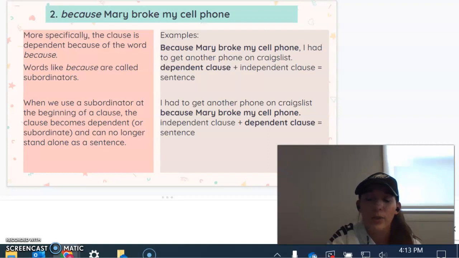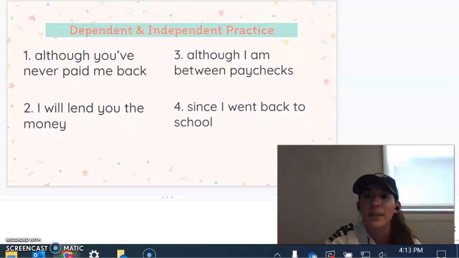It doesn't matter if you flip it around, you're still going to have your independent and dependent. So if we did, I had to get another phone on Craigslist because Mary broke my cell phone, we still see the combination of independent and dependent, making it a full sentence. So we're going to look at some examples, dependent and independent practice. 1, although you've never paid me back. 2, I will lend you the money. 3, although I am between paychecks. 4, since I went back to school. We're going to do these on Edpuzzle.